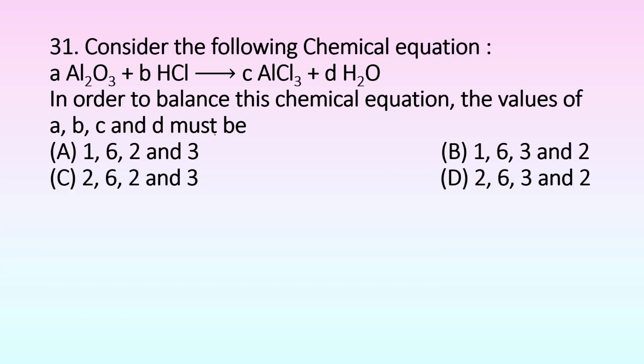Next, question number 31. Consider the following chemical equation. Al2O3 plus HCl giving rise to AlCl3 plus H2O. In order to balance this chemical equation, the values of a, b, c and d must be, here on the left side we have 2 Al and here on the right side we have 1 Al. So we multiply by 2 here, and after multiplying by 2 here we have 6 Cl and here 1. So here we multiplied by 6, and after multiplying by 6 here we have 6 H and here we have 2. So here we multiplied by 3. So the correct answer is 1, 6, 2 and 3.